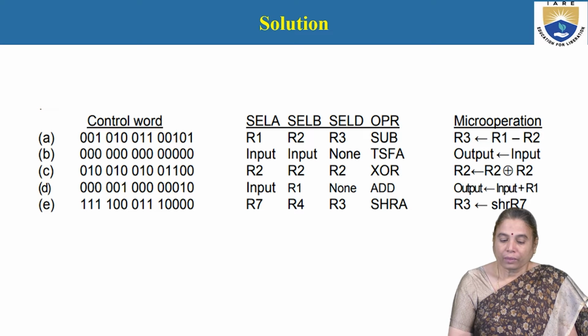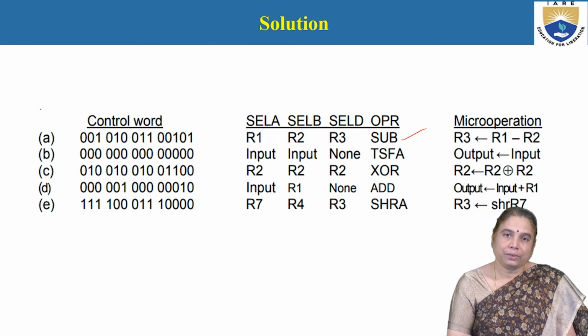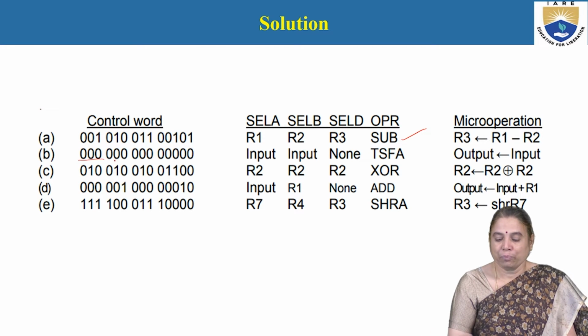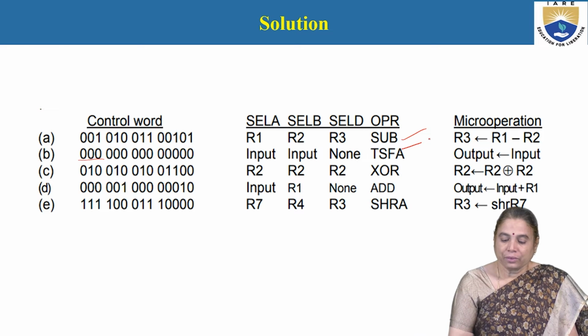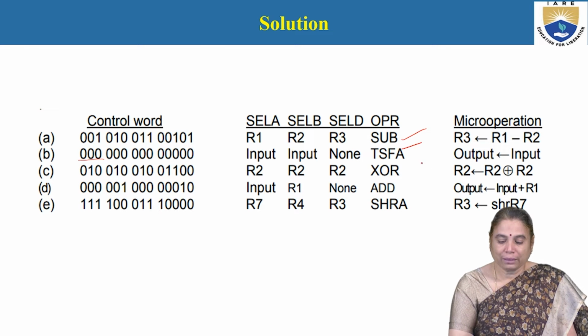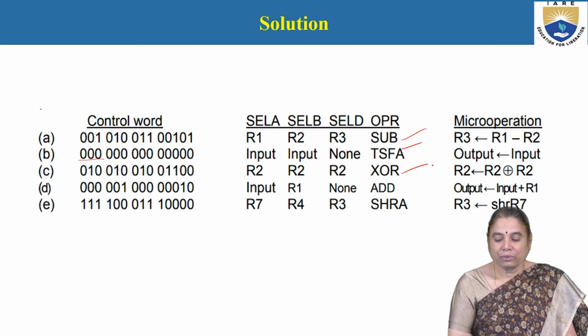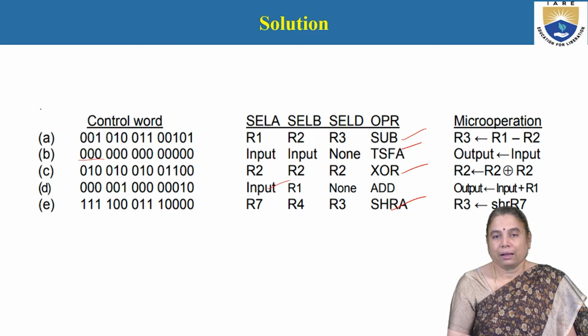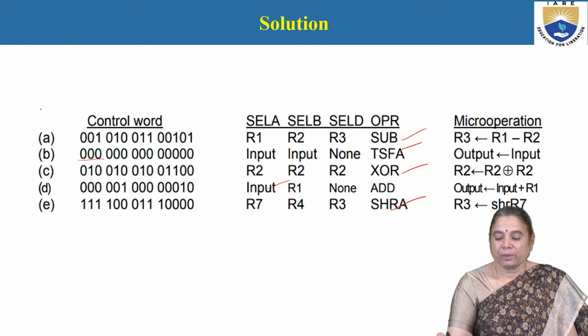So here it is 001. The micro operation can be the subtraction operation, and it is a register referenced instruction. And here 000 means it is an input instruction. Next 010 means it is performing the XOR operation. 000 is also the input operation. 111 is simply the shifting operation, shift right operation. So these are the control words applicable to these specific micro operations of the RTL.